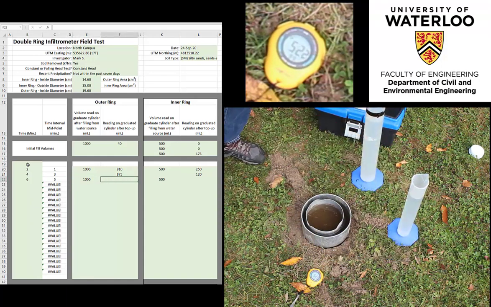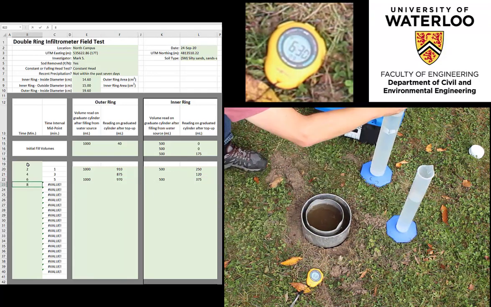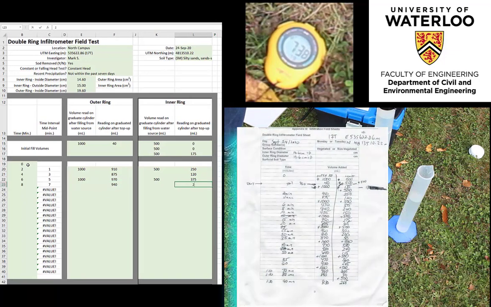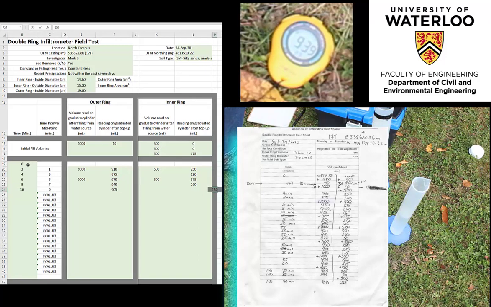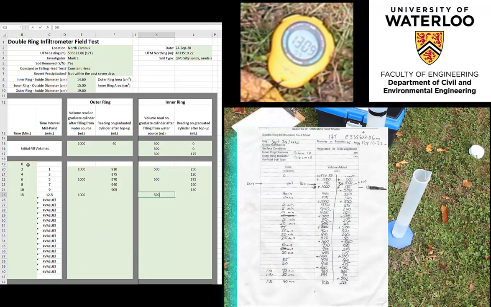At this point in the experiment, the most important procedure to maintain is the proper accounting for the top-up volumes to the graduated cylinders and the rings. Noted here in the field record, every time the graduated cylinders are filled, they are recorded as either plus 1,000 milliliters or plus 500 milliliter observations, which are separate volumes to any volumes of water being dispensed into the infiltration rings.